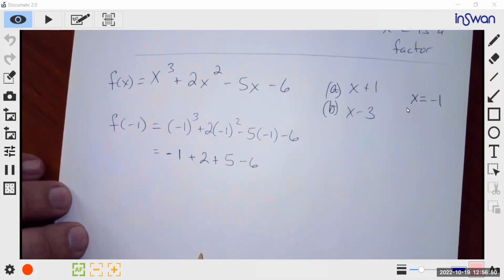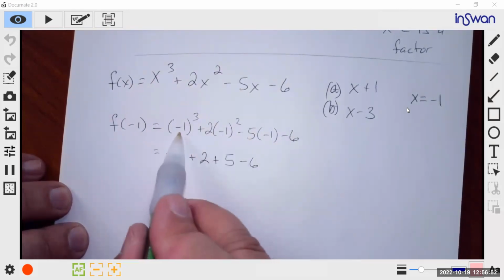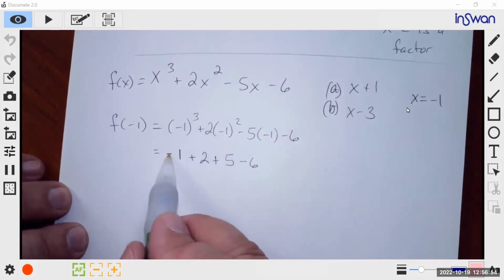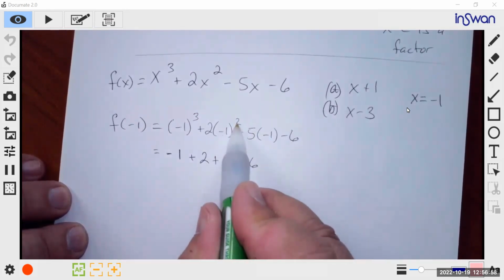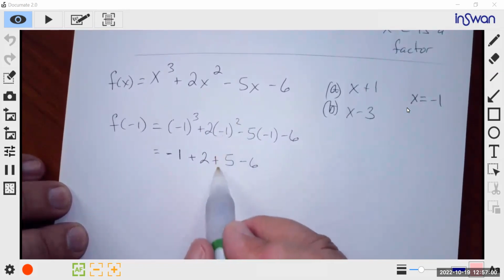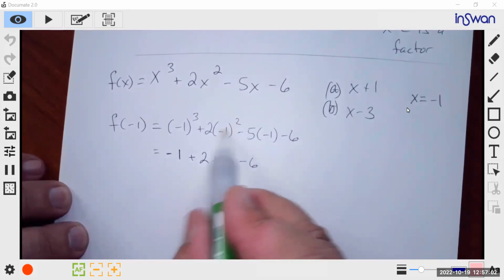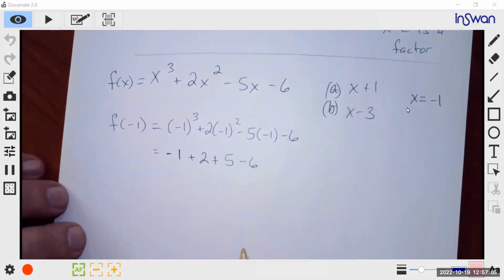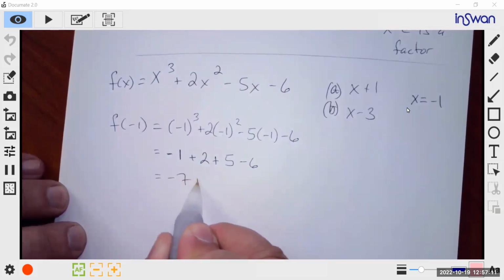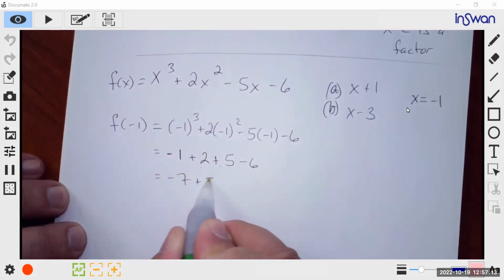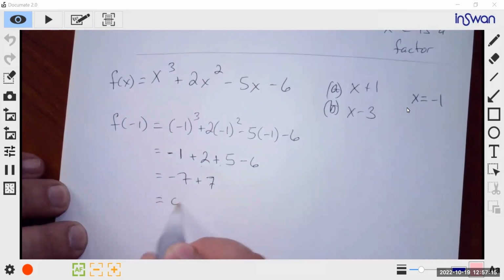Wait, don't we have to cube 2? No. Well, -1 cubed, since it's cubed, the answer is negative. 1 times 1 times 1 is 1. -1 squared is positive. Oh, you did that. You square these first, so you do the powers first, and then you multiply by the coefficient. So -1 minus 6 is -7. 2 plus 5 is 7. -7 plus 7 is 0.